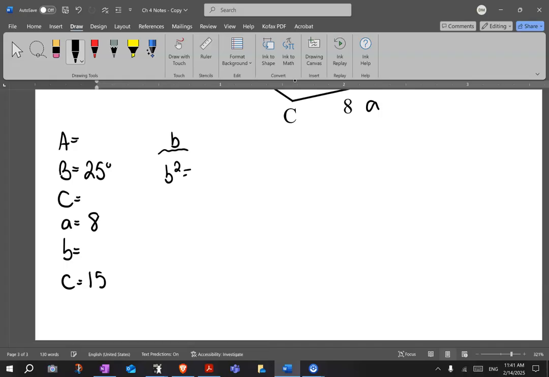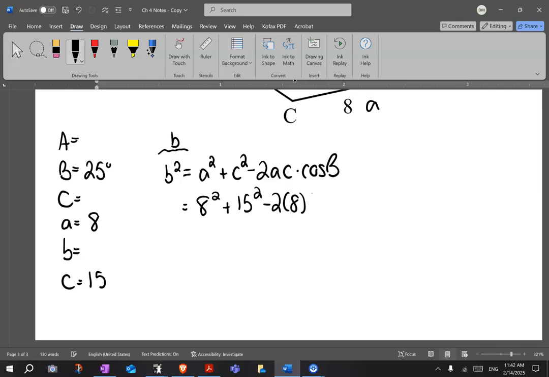So B squared equals A squared plus C squared minus 2AC times cos of B. And I can just fill these things in. A is 8 squared plus 15 squared minus 2 times 8 times 15 times cos of 25 degrees. So I can kind of do this, 64, 225 minus, I have no idea what 2 times 8 times 15 is. So I'm going to calculate that now.